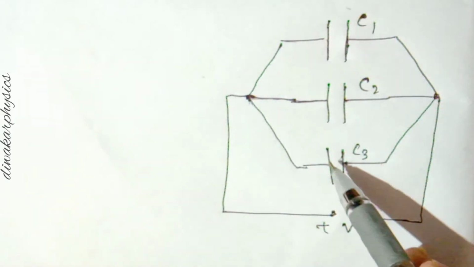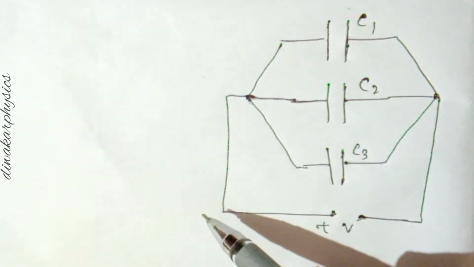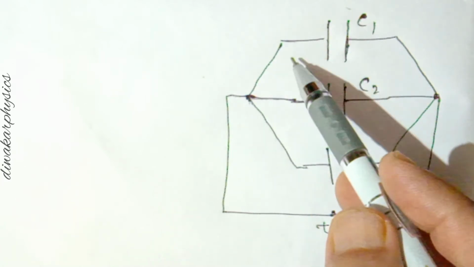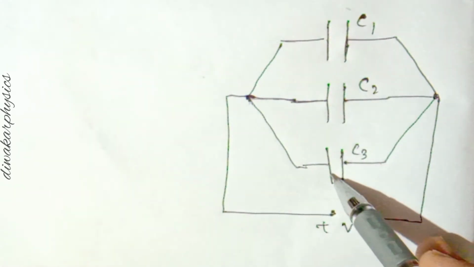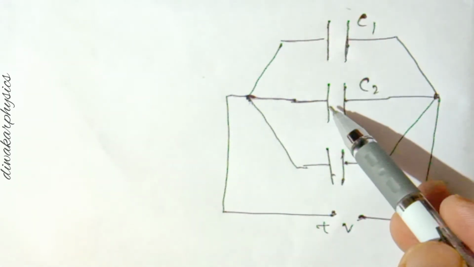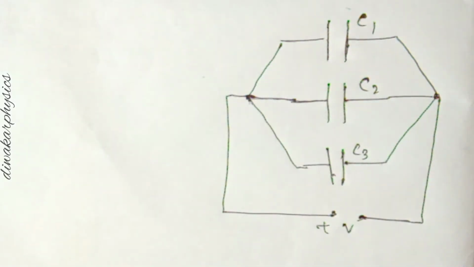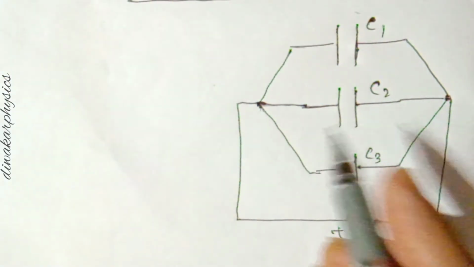Suppose this plate is connected together, but the other end is connected somewhere else, not with the common point of these three capacitors, then you cannot take this in parallel with this. So all the opposite plates should be connected to a common point together, then you will take them in parallel combination. Okay, parallel combination.